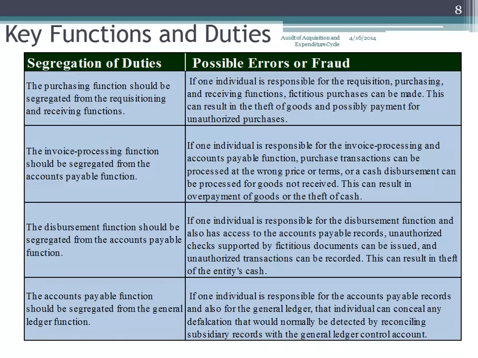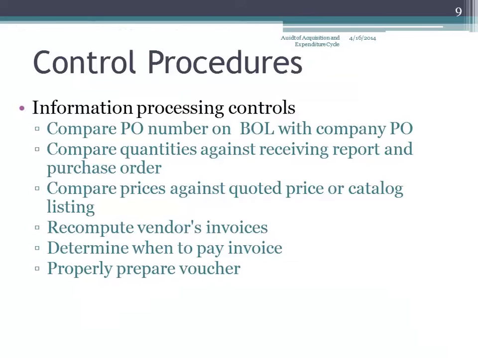The invoice processing function should be segregated from the accounts payable function. The disbursement function should be segregated from the accounts payable function. And the accounts payable function should be segregated from the general ledger function. Basically, you want to make sure that I don't have custody of assets and also have the ability to update the accounting records or authorize transactions. Same concept, it's just that we're applying this to the purchasing cycle.